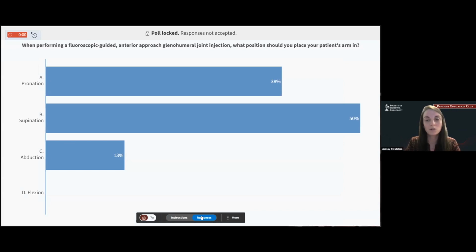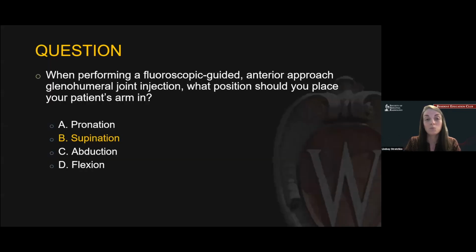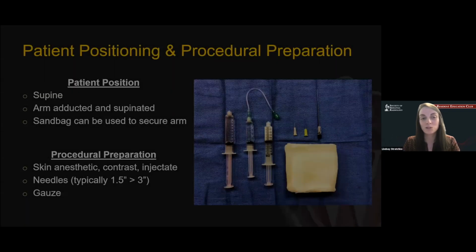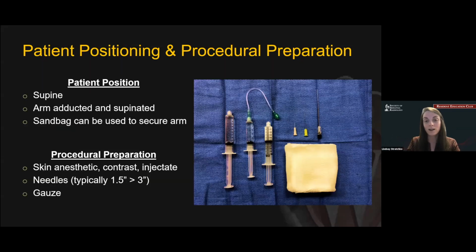The vast majority of people voted for B, supination, which was the correct answer. Moving on to patient positioning and our procedural preparation. As most of you noticed and answered correctly, we're going to be positioning our patient in a supine position because we're going to be doing an anterior approach. Our arm is going to be by the side and the patient's arm is going to be supinated as well. That places the glenohumeral joint in slight external rotation and allows easier access to our typical approach, which is going to be a rotator interval approach.